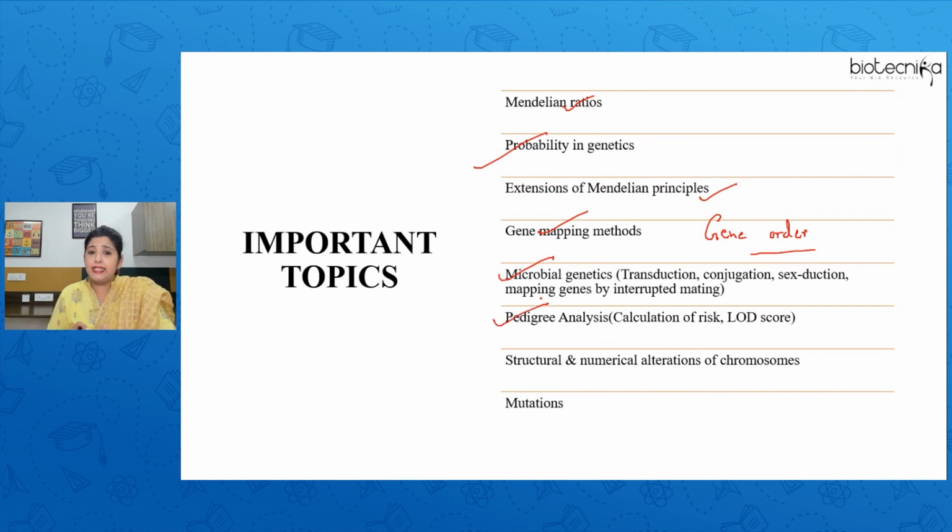Then pedigree analysis, definitely for sure a part C question is there. Sometimes a question on lod score is also there. Then questions on mutations or structural and numerical alteration of chromosomes are also there. This topic is very easy. You just have to memorize the names of the mutations, the agents causing these mutations and the diseases associated with the mutations, only you have to remember.